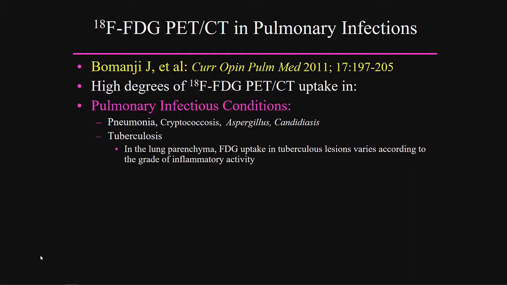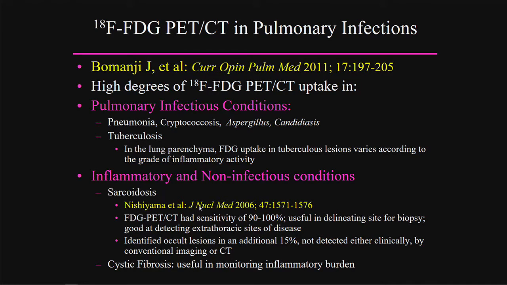How about the use of PET-CT in pulmonary infections? In a seminal article by Bamanji et al., high degrees of FDG PET uptake were identified in pulmonary infectious conditions including pneumonia, cryptococcus, aspergillus, and candidiasis, and in TB where, in the lung parenchyma, FDG uptake in tuberculous lesions varies according to the grade of inflammatory activity, as well as high degrees of FDG uptake in inflammatory and non-infectious conditions including sarcoidosis, which occurs much more frequently in adults, and cystic fibrosis, where it was found useful in measuring the inflammatory burden in these patients.